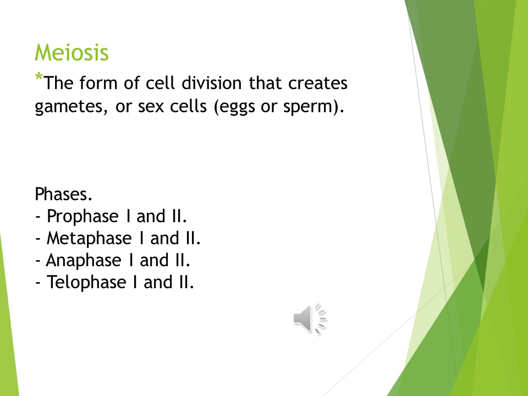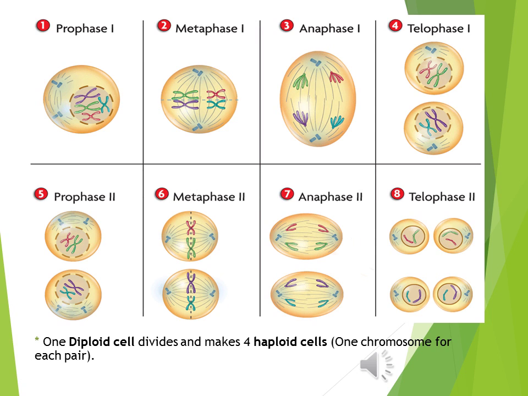Meiosis is the form of cell division that creates gametes or sex cells, eggs or sperm. The phases are prophase 1 and 2, metaphase 1 and 2, anaphase 1 and 2, and telophase 1 and 2. The result of meiosis is that one diploid cell divides and makes 4 haploid cells, one chromosome for each pair, one set of chromosomes.